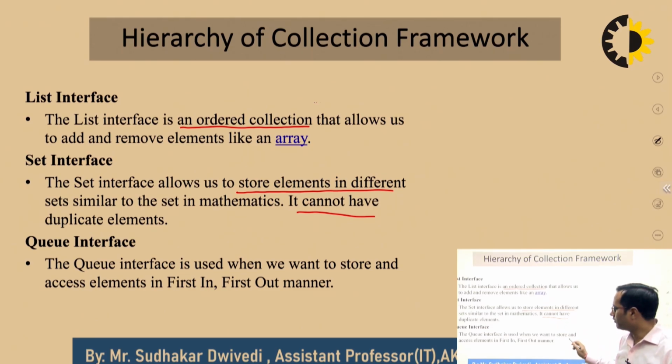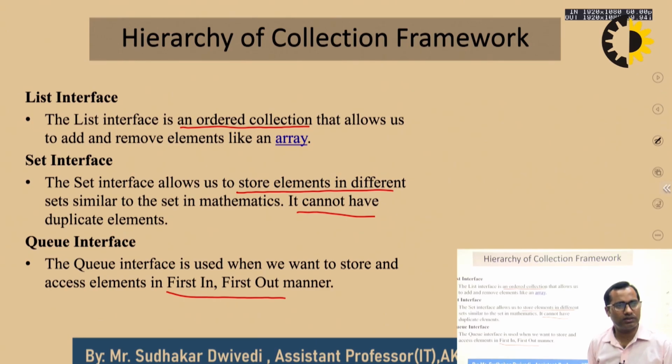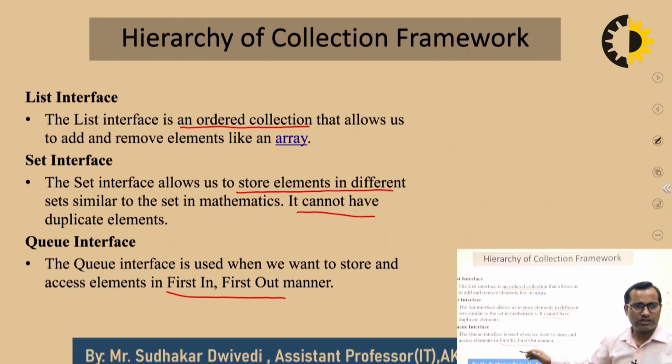So what is the queue interface? The queue interface is used when we want to store or access elements in a particular manner, like first in, first out. That means the element that is inserted first is served first. So in the queue, the element that is added earlier will be processed first. This is the first in, first out manner.